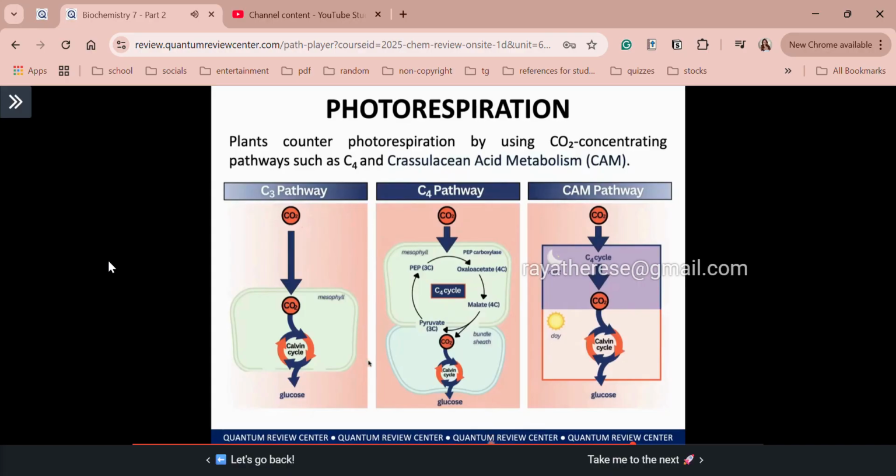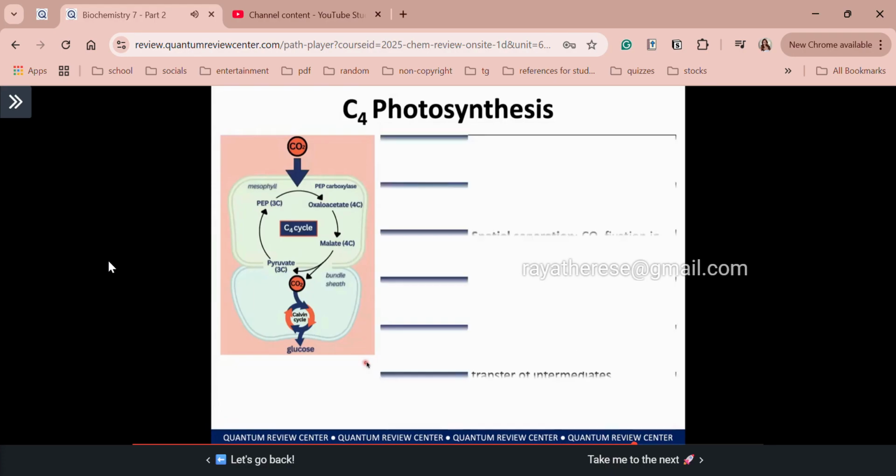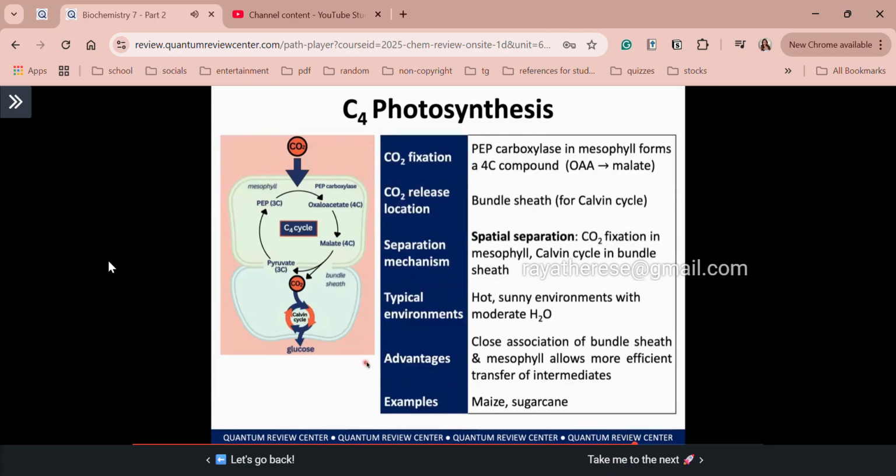Yes. So let's discuss in particular first your C4 photosynthesis. Class, I think it's also in your manual. So now, let's briefly discuss the important information that you need to know. Here again, our carbon fixation product is oxaloacetate. And here, your PEP carboxylase is actually the first enzyme catalyzing your reaction. Our release location of carbon dioxide is the bundle sheath, because class, it's important to note here, the separation mechanism is spatial separation. So what is the meaning of that? Meaning, the carbon dioxide concentrating reactions and your Calvin cycle occur in different cells.